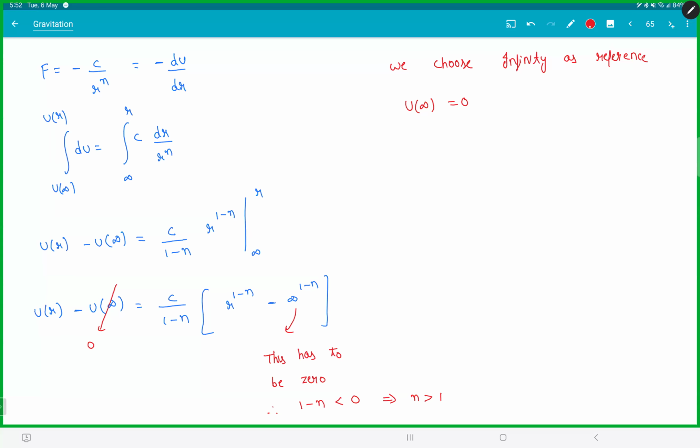So under this condition, the potential energy becomes U of r equals C by (1 minus n) times 1 by r power (n minus 1). Now, this is valid for n greater than 1. For n less than 1, U of r will blow off to infinity, so the energy won't be defined. You can say U of r becomes undefined.